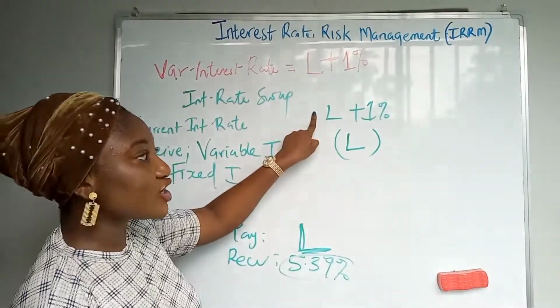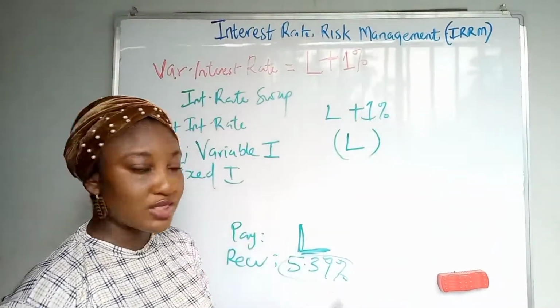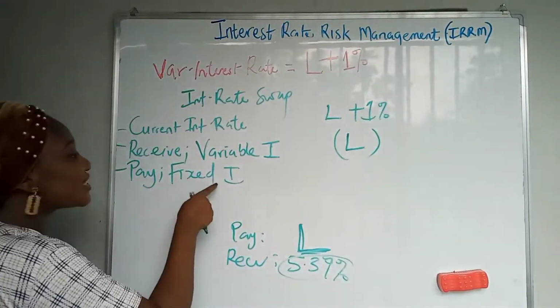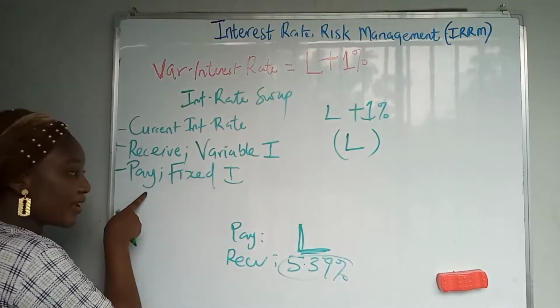They are trying to clear this one. We are clearing this one. We are not clearing the plus one. We are only clearing the LIBOR. That's the policy of the bank. So it said pay fixed interest rate. You know, the next step will be pay. So the next step will be pay, right?